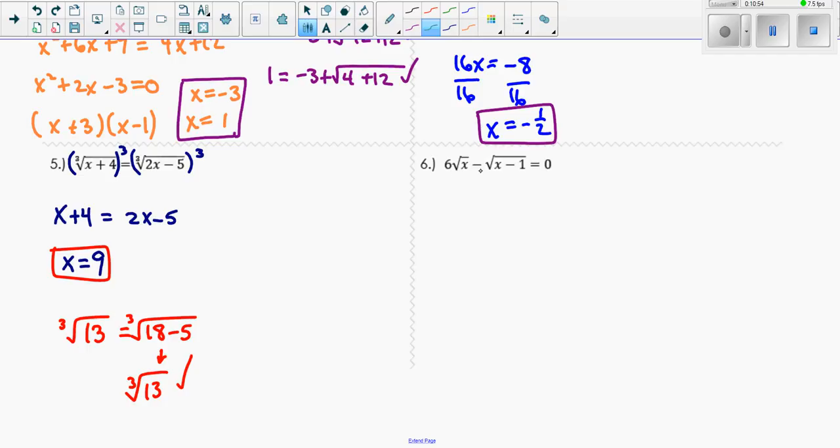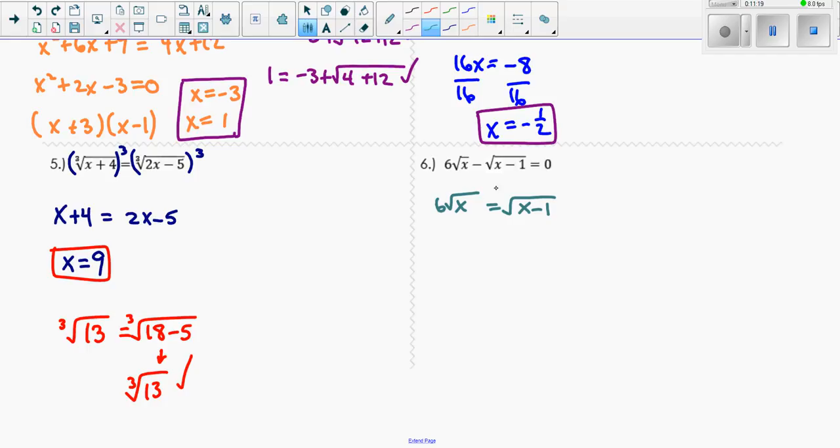You have two radicals. You want them on both sides, not the same side. So I could move this whole term over, but then I'd have to subtract it, or I could move this whole term over, and then I get to add it. So I'm actually going to move that one over because I want to try to have things positive if I can. So I have 6 times the square root of x equals the square root of x minus 1.